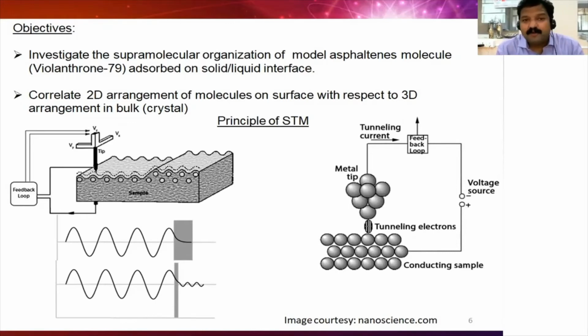And normal AFM tips will never get this level of resolution. Since this tunneling occurs between the extreme atom of the tip and the sample, the spatial resolution is by far highly enhanced. We can reach atomic level resolution. We can see the arrangement of atoms on surfaces. We can see the arrangement of molecules on surfaces.